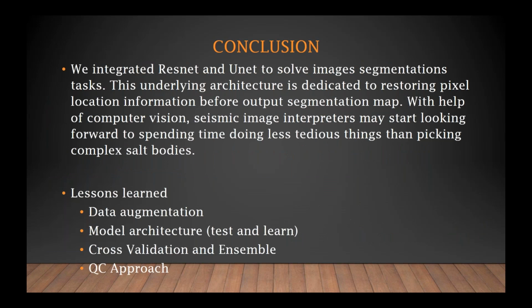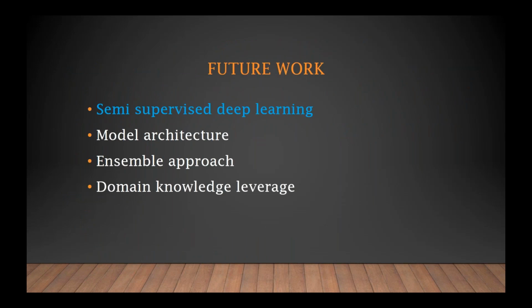Conclusion. The take-home message: we integrate ResNet and UNet to solve image segmentation problems. The architecture is dedicated to restoring the pixel location during the downsizing pass and then passing it to the upsizing passes. With the help of computers and deep learning, image interpreters may look forward to spending time doing other interesting things instead of just picking horizons all day. We also have a lot of data and a lot of lessons learned. For future work, I just want to highlight one thing: semi-supervised deep learning.